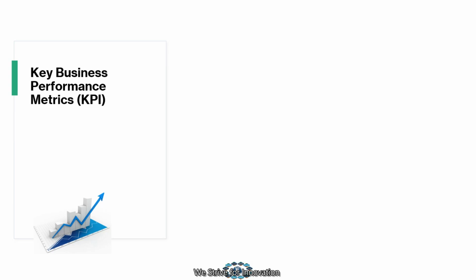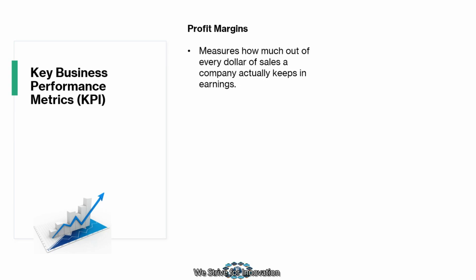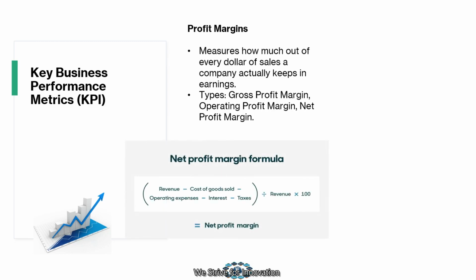Another one, let's go with profit margin. What it does, it measures how much out of every dollar of sales a company actually keeps in earnings. The purpose of it is important for assessing the financial health of a business, indicating how effectively it converts sales into profit. Of course, the types we use are gross profit margin, operating profit margin, and net profit margin.